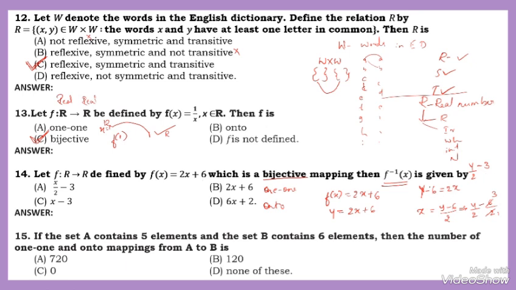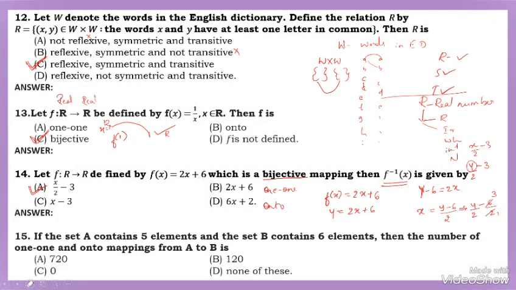Check in the options. All values are in terms of x, so take this y in terms of x. Replace y by x. You will get x by 2 minus 3. Check in the option box. The option number 1 is correct. This is the f inverse of x. If they ask for inverse, we have to take the function, make f of x as y, and after that solve for x.